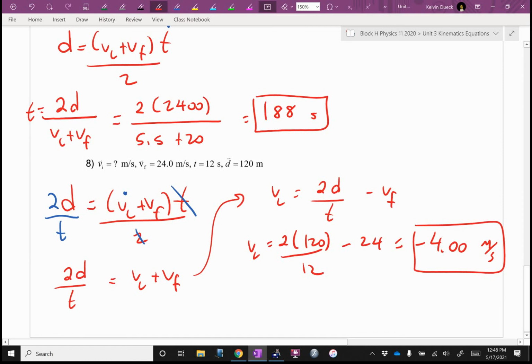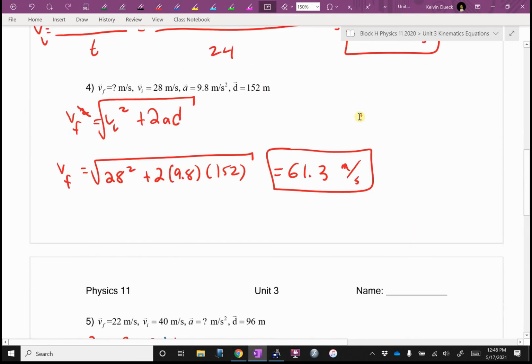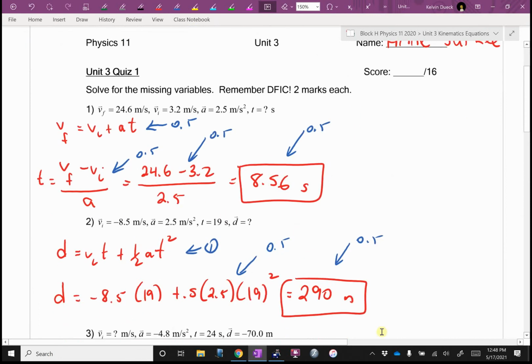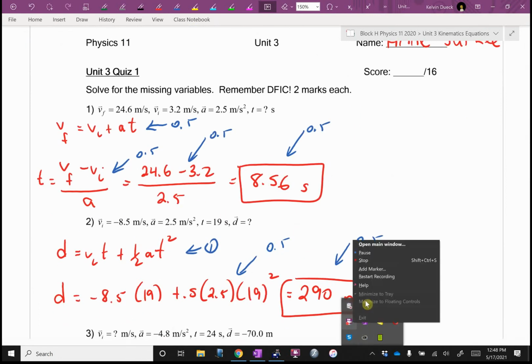Okay. Any lawyering with me? Now is the time. Otherwise, can you give yourself a lovely score at the top of the page out of 16, please?